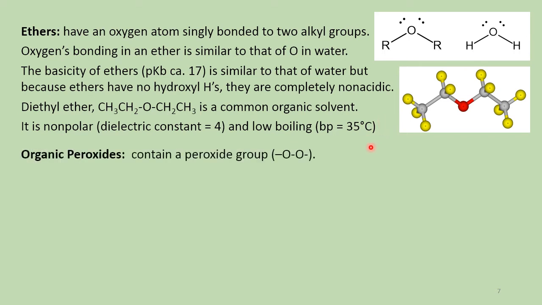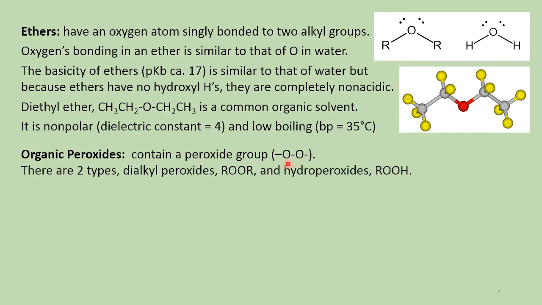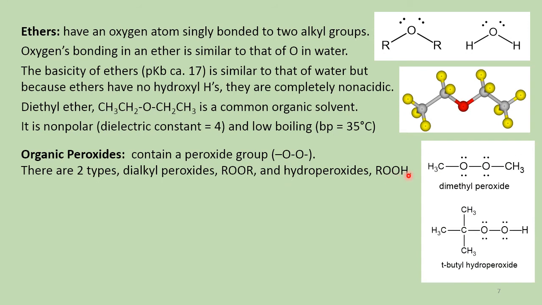Organic peroxides. Now, peroxides contain the oxygen-to-oxygen single bond group. There are two kinds. We have dialkyl peroxides, ROOR, and hydroperoxides, ROOH. Here's an example, dimethyl peroxide, and here's a hydroperoxide, t-butyl hydroperoxide.